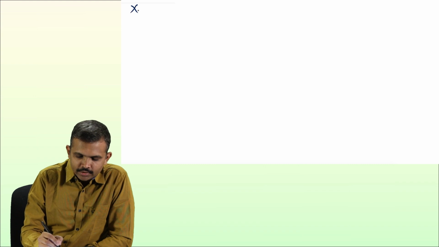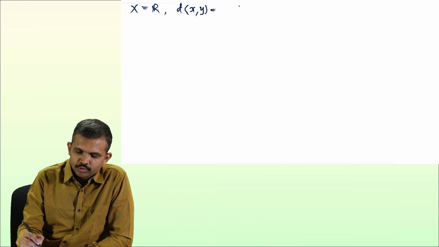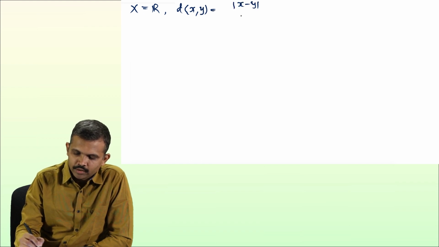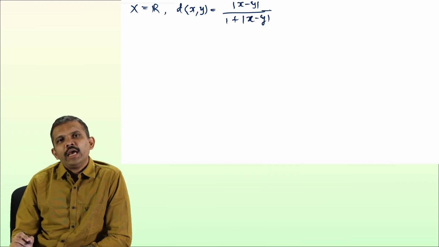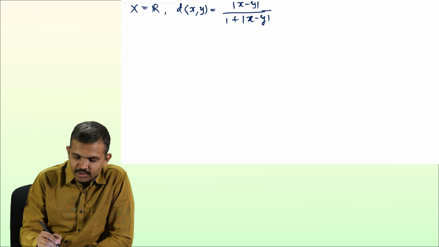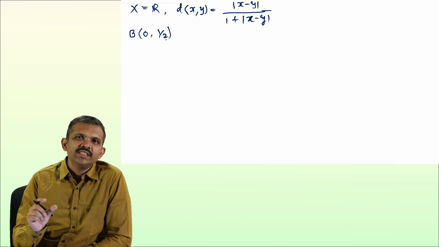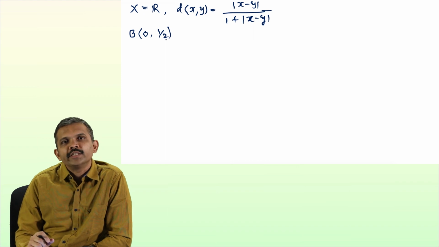Let us consider another example with the same set, the set of real numbers, but this time I am going to change the metric. So let us see the example. I am taking X equal to R and the metric is d(x, y) = |x - y| / (1 + |x - y|). Now let us see what happens to different open balls in this particular metric space. To begin with, let me take a simple one, that is B(0, 1/2). I want to know how this B(0, 1/2) looks in this particular metric space.